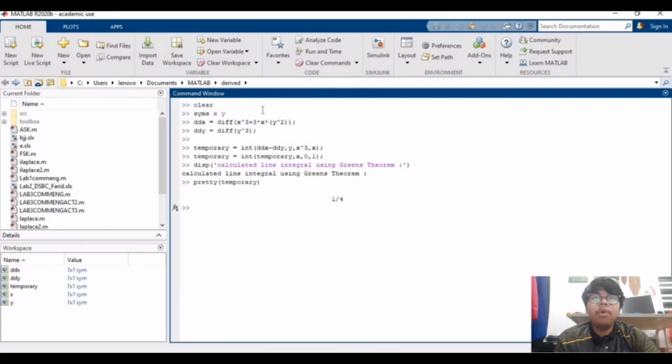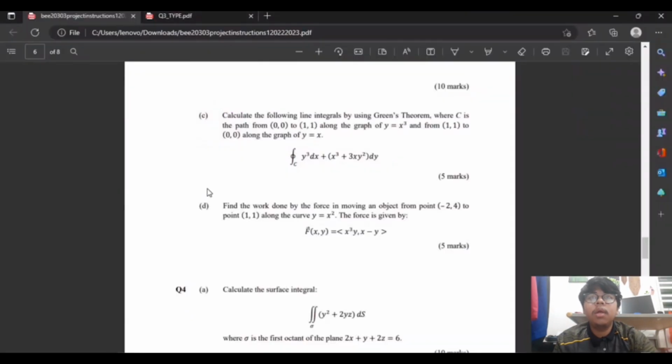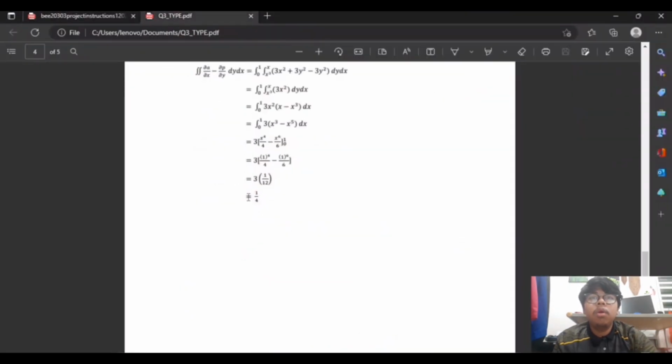For this question, it's quite simple. We need to put all the information given into the MATLAB software and go to the coding, and we will display the line integral calculated using Green's theorem. We will get the answer 1 over 4, which is the same answer that I get in the manual calculation, 1 over 4.